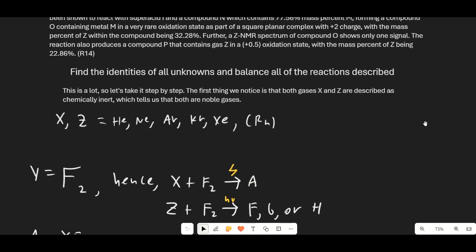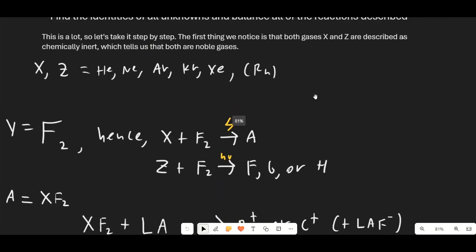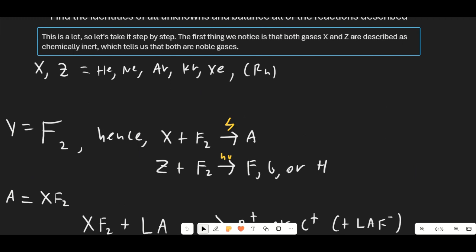So the first thing we notice is that both gases X and Z, gas X is in paragraph 1 and gas Z is in paragraph 2, are described as thought to be chemically inert, which pretty much immediately tells us that they're going to be noble gases, because those are the only gases that don't react with anything. The only exception would be like mercury gas, but I think it's pretty safe to say that they're not going to be asking us about this in this problem.